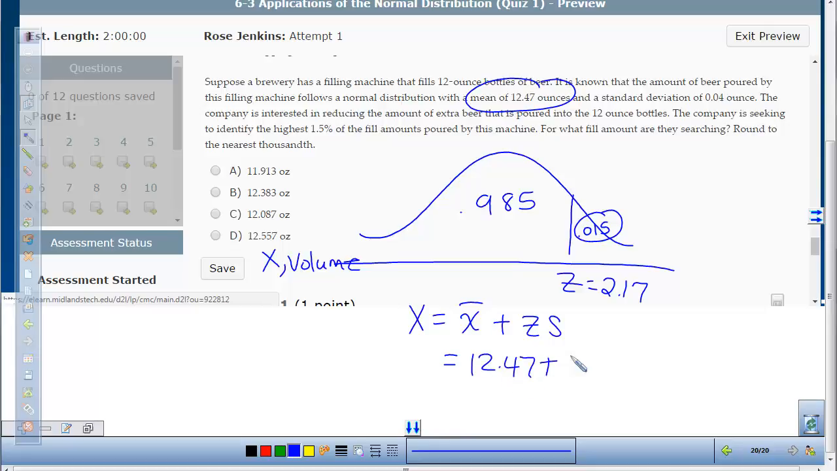Okay, we just found z to be 2.17 and our standard deviation is 0.04 ounce. So when I do that on my calculator, I get 12.5568 or 557.